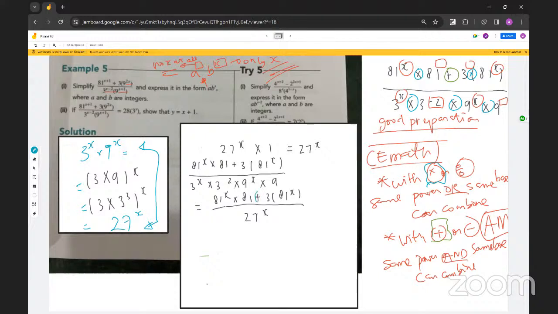There's a plus relationship here, correct? That's the plus relationship. And in a plus relationship, we have to look for something very strict. But we do have them. Look at that. There is 81 power x and 81 power x here also. Same power, same base, with a plus relationship.